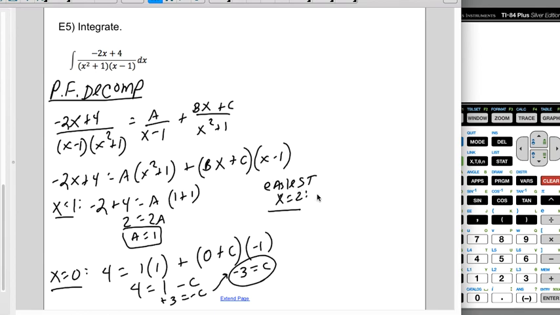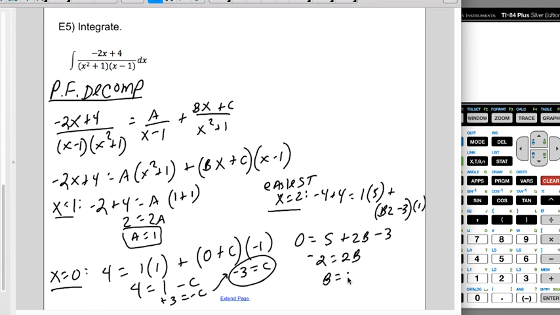So if I pick 2, I get negative 4 plus 4 on this side. On the other side, I'm going to get a times 5 plus b times 2 minus 3 times a 1. So I get 0 equals 5 plus 2b minus 3. So I get negative 2 equals 2b, and I get b as negative 1. So this is definitely slightly harder, because this is the first time my b hasn't been 0.